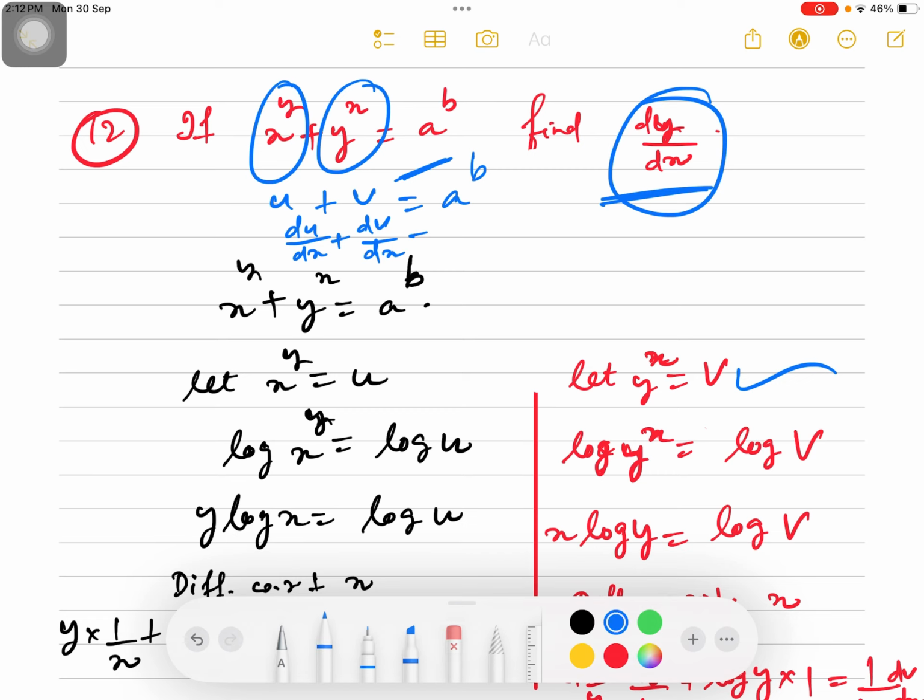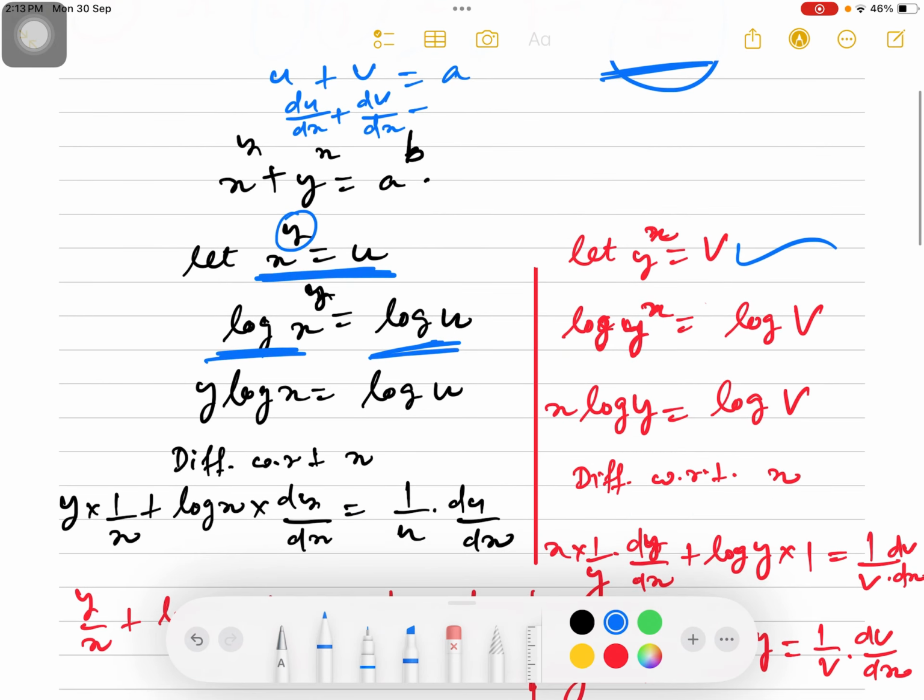But one problem is here, the variable is in the exponent form. So first you have to bring this variable down. For that you have to take log on both sides, in the LHS as well as in the RHS. When you take log, this power comes down, so that y will come down. Log m^n can be written as n log m. This n is coming in front of the log, that property only I have used here.